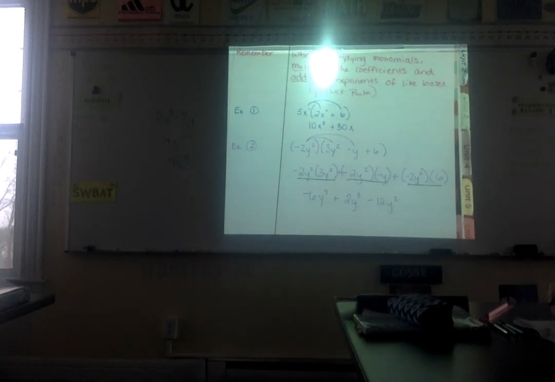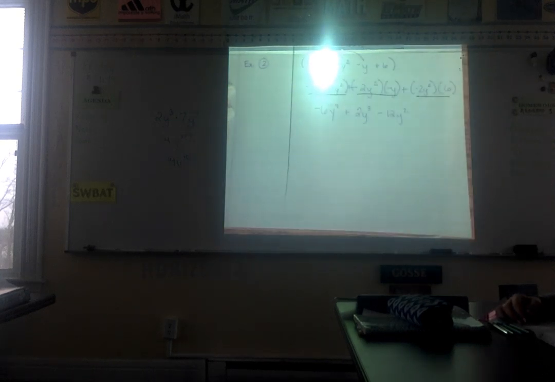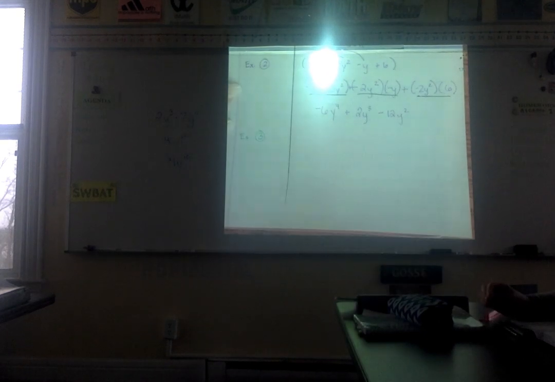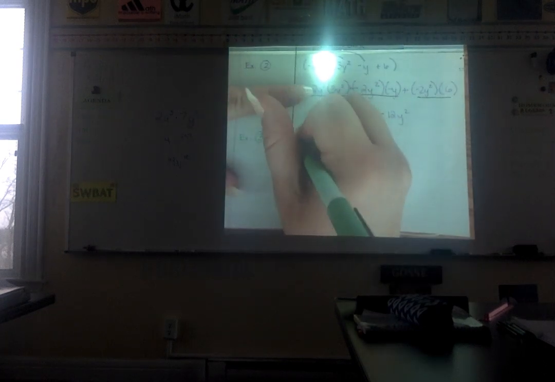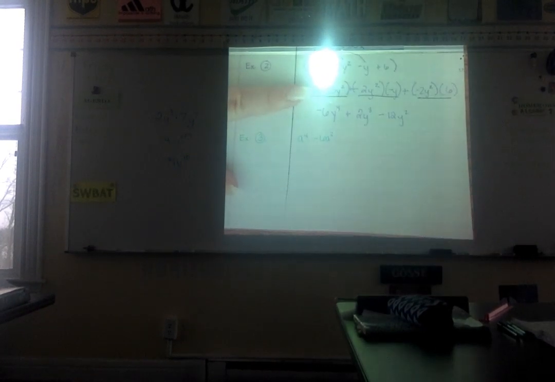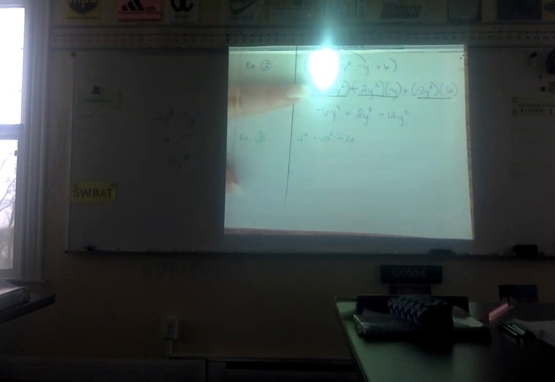All right, example 3. This one, I'm going to, again, take it up a notch, okay? So we have a to the 4th power minus 6a squared minus 16, right? So that is a polynomial that is not in parentheses, okay?